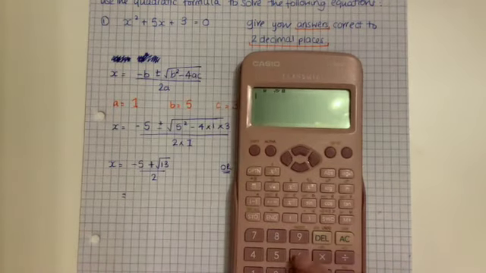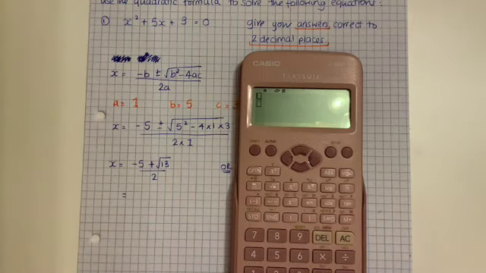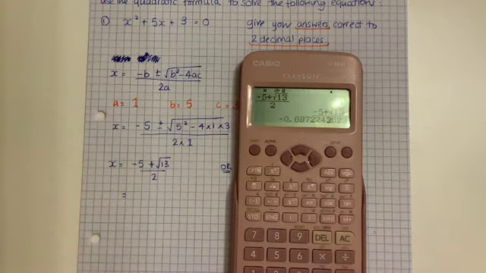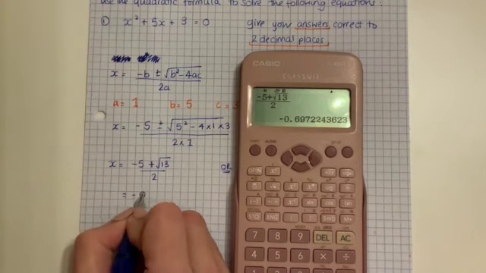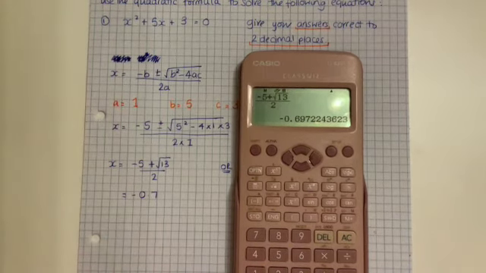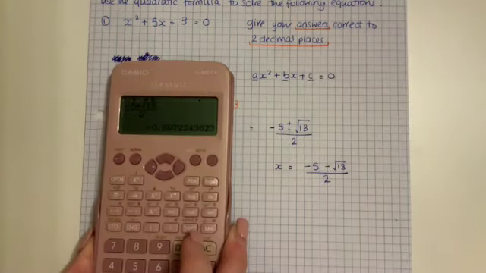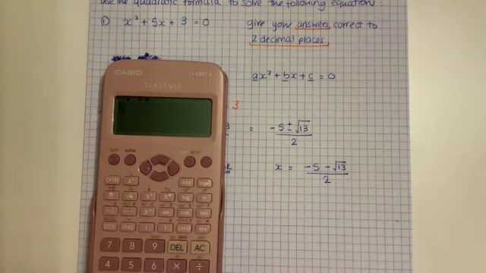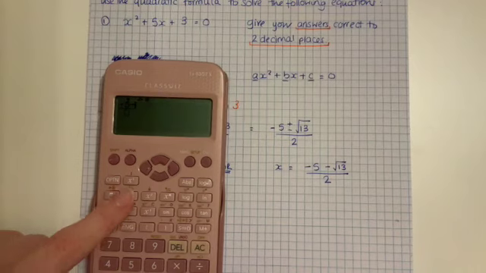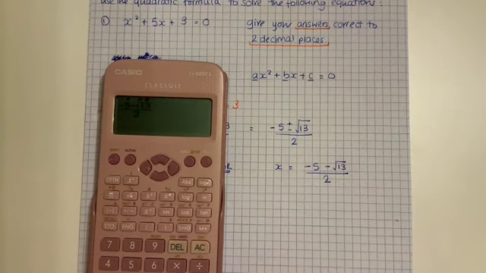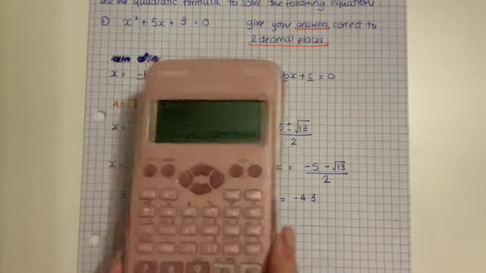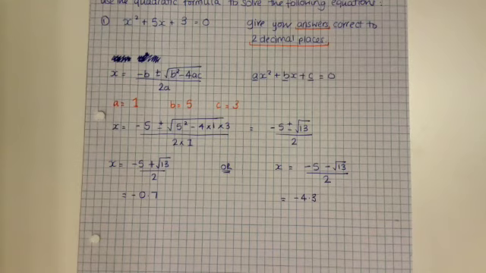So let's do the first one. So I'm going to do it as a fraction like this one. So -5 plus the square root of 13 all divided by 2. And that gives me the answer of -0.7, if I round it to 1 decimal place. Let's do the other side. So my fraction button, -5, take away the square root of 13, all divided by 2, and that gives me the answer of -4.3. And that is it. They are my 2 answers.